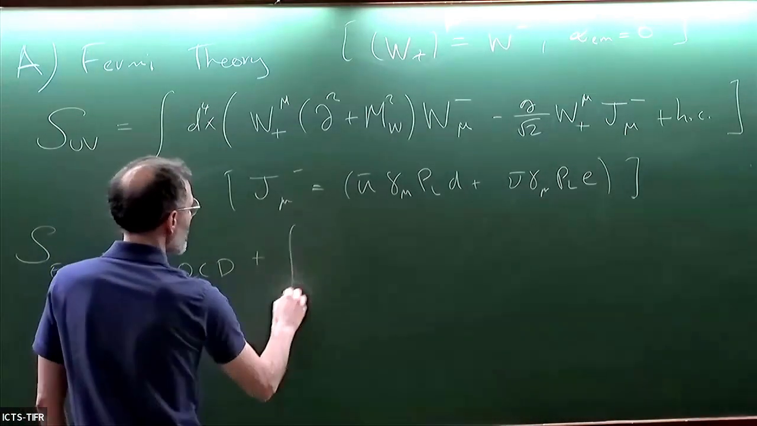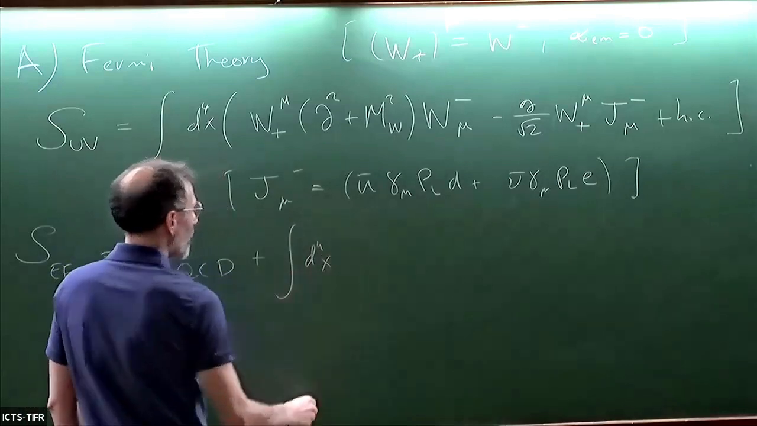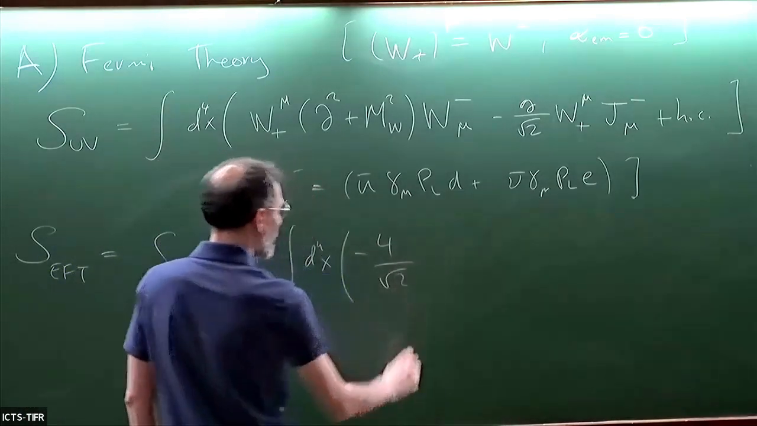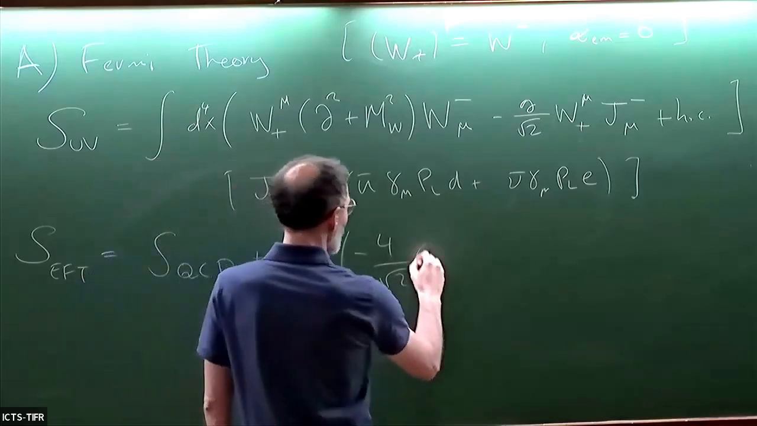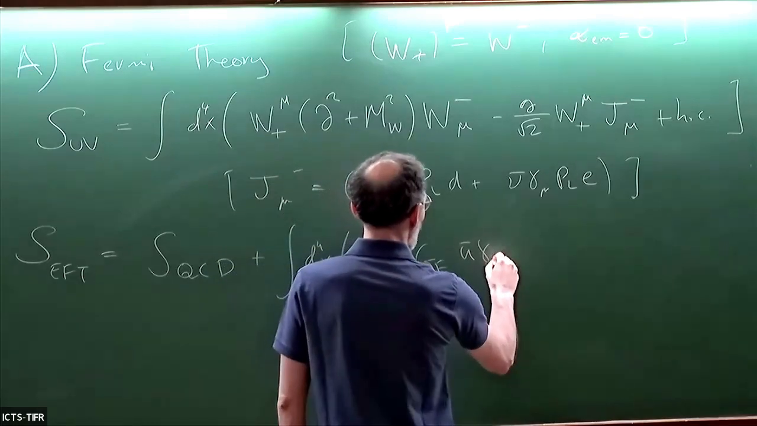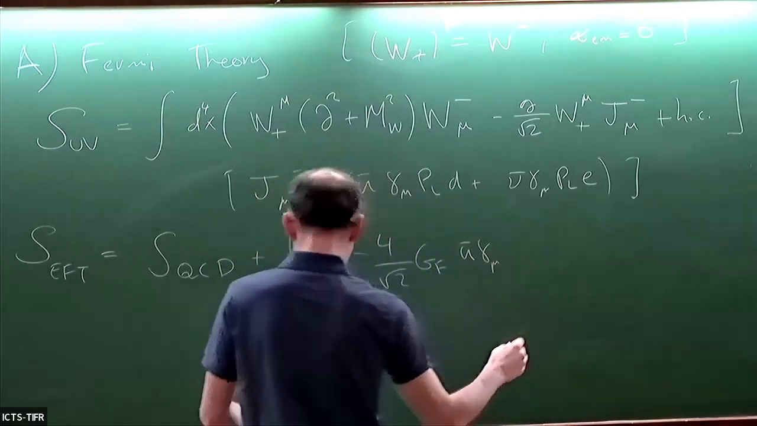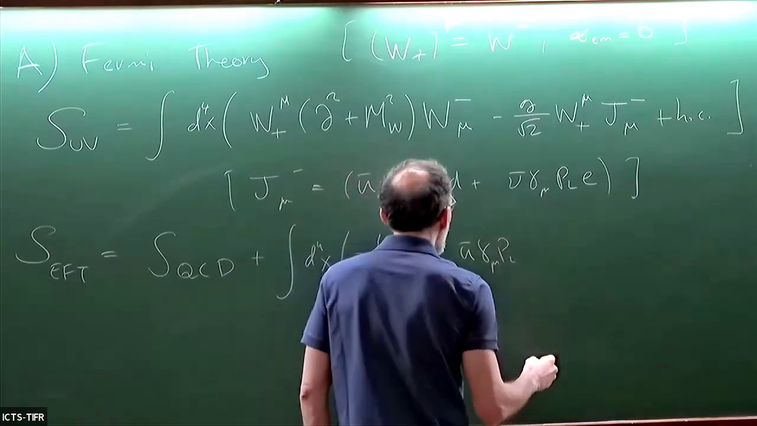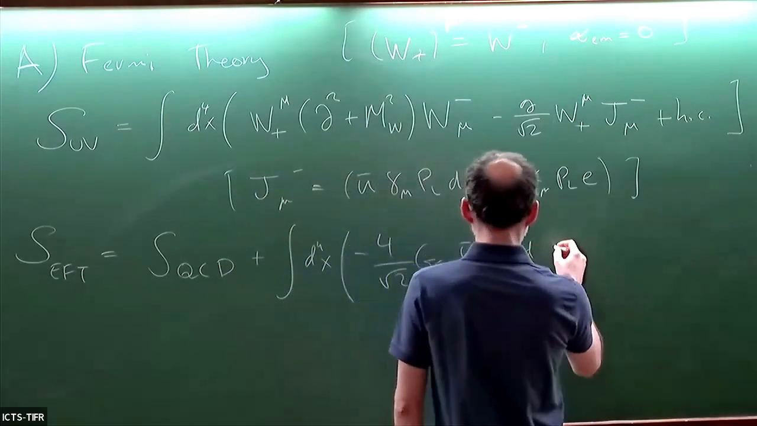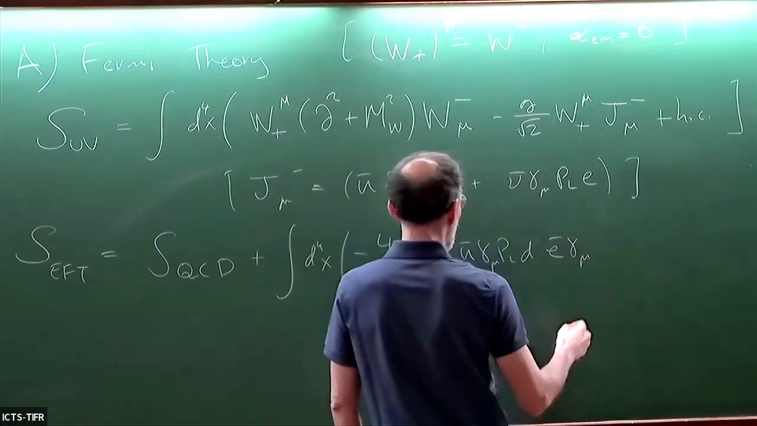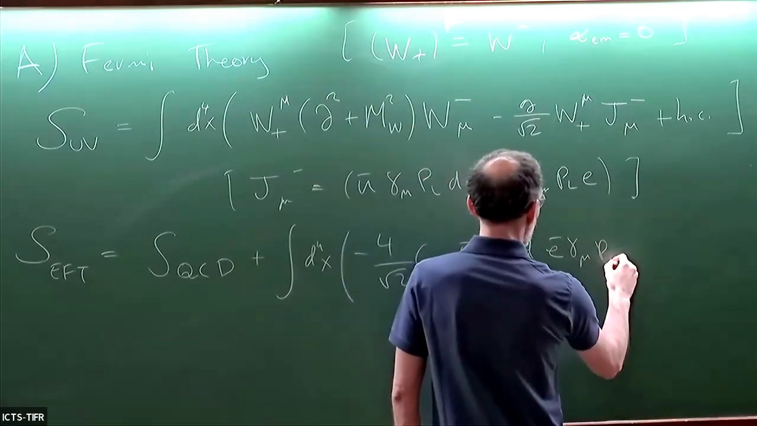And then Fermi's term, which in the funny conventions, one uses 4 over square root of 2 times G Fermi and those currents. Do I write it like that or like this? Yes. E and then e bar mu, e left, e.